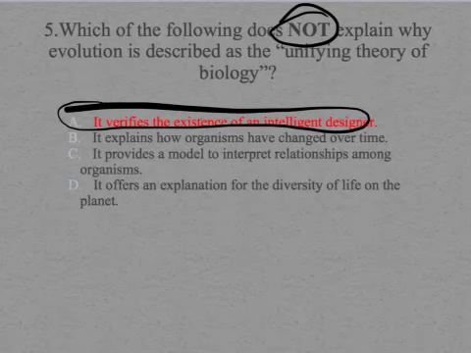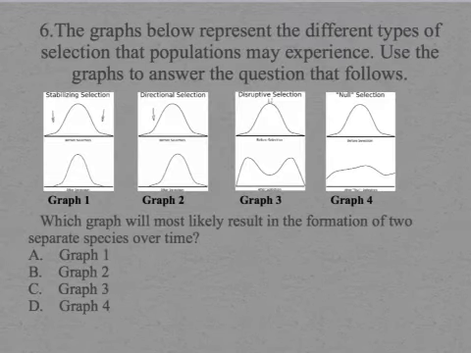The graph below represents the different types of selection that populations may experience. Use the graphs to answer the question that follows. Which graph will most likely result in the formation of two separate species over time?